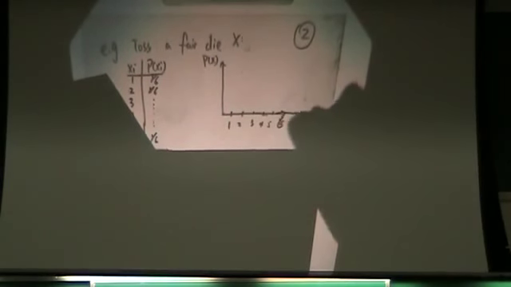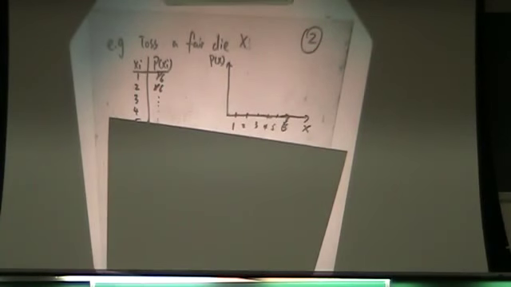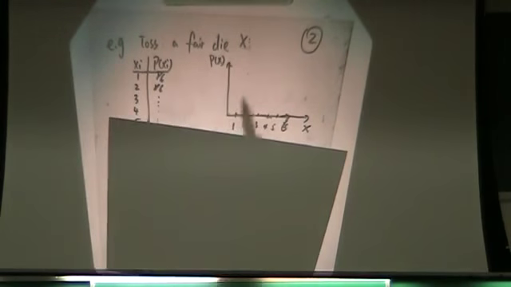This one's 6. And this y-axis denotes the probability of that value. So when x is equal to 1, the probability associated with it is 1/6. Suppose this point is 1/6.